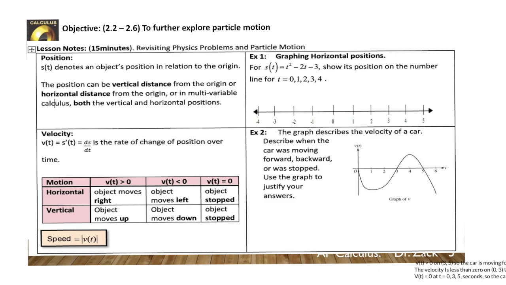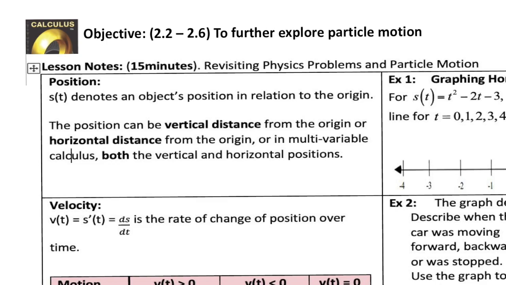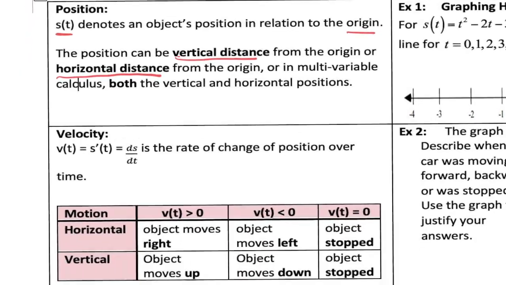As we further explore particle motion, we want to think about position, velocity, and acceleration. Now, S of t is often used to denote the object's position. This is relative to the origin. The position can be a vertical distance from the origin or a horizontal distance from the origin. When you combine these two concepts, you're getting into multivariable calculus.